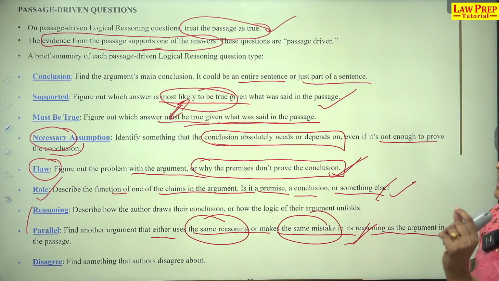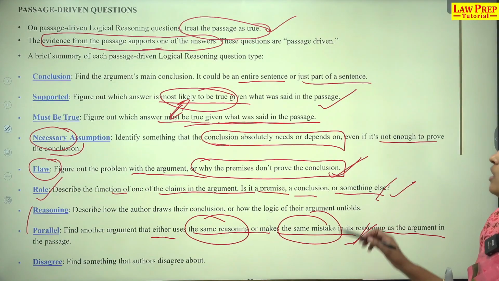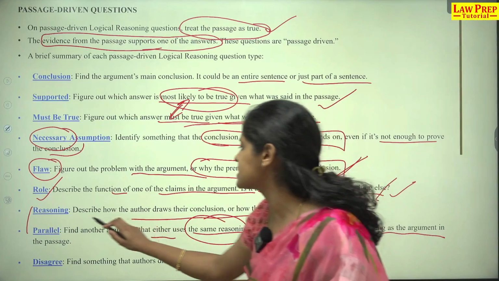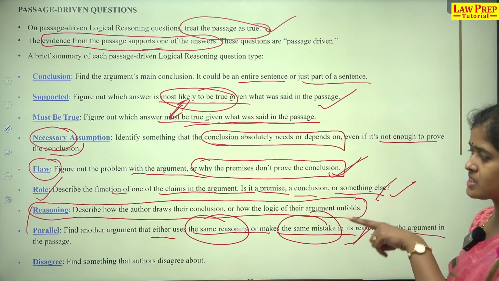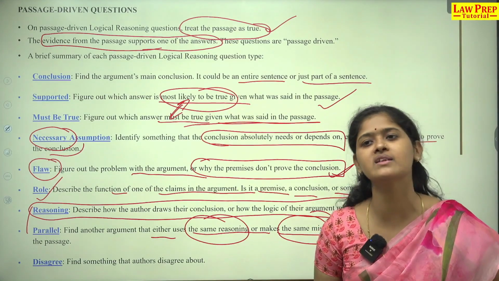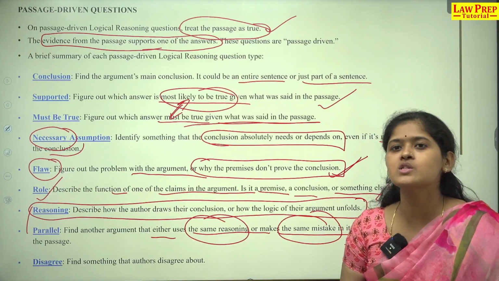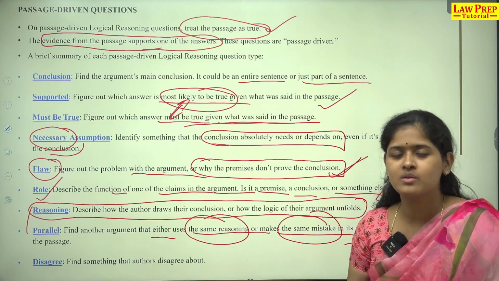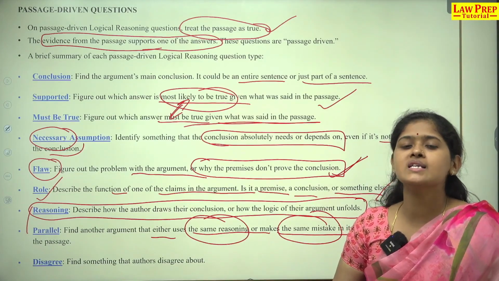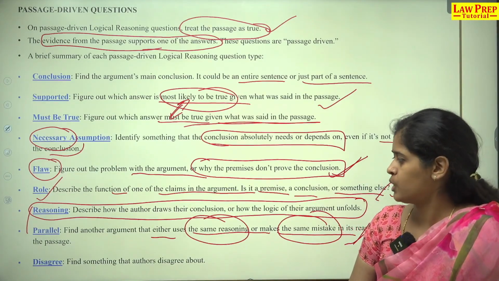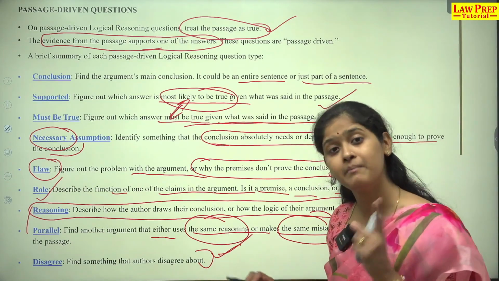But when we are discussing reasoning, describe how the author draws the conclusion or how the logic of the argument unfolds. This is like your passage crux, right? When you're picking an argument question, you pick your reason for why this will be an answer or why this is an opinion of the author. Of course, your premises are where? In the passage. So this is also basically an argument question, opinion question, and the answer has to come from where? The passage. Okay. Disagree, find something the author disagrees about. Again, this is from the passage.